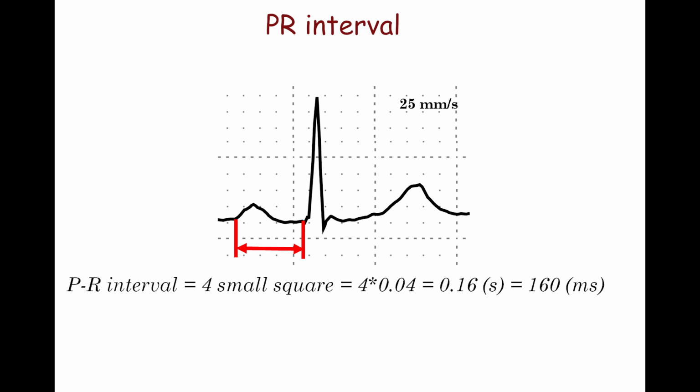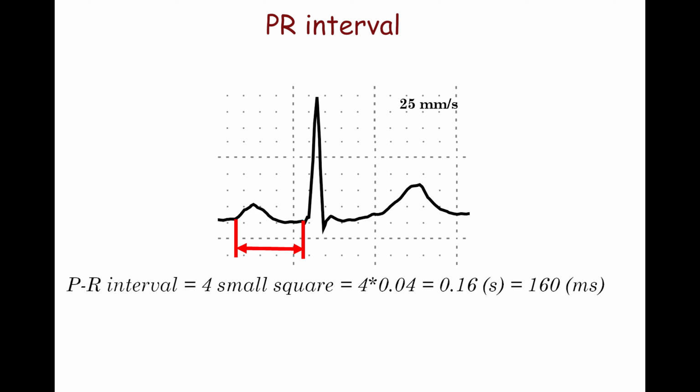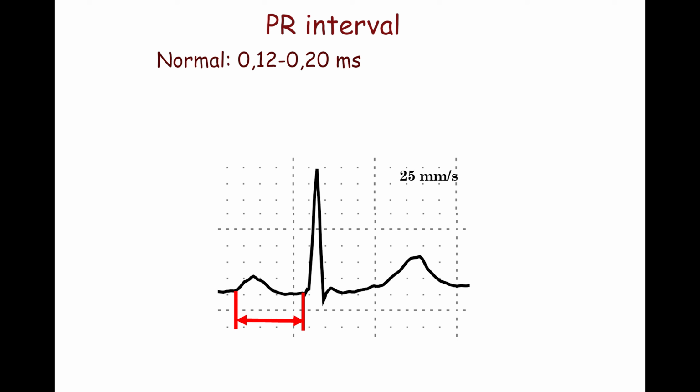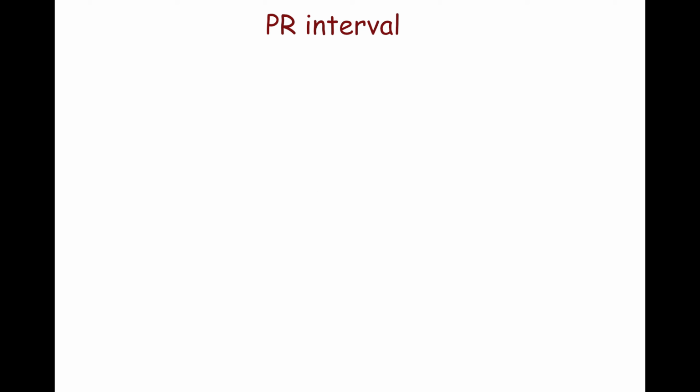The PR interval reflects the atrioventricular conduction. It's measured from the beginning of the P-wave to the first deflection of the QRS complex, Q-wave or R-wave. The duration of the PR interval is measured similarly to the RR interval. The normal PR interval ranges from 0.12 to 0.2 seconds. If the PR interval is prolonged and constant, first-degree atrioventricular block is diagnosed. If the PR interval is longer than 0.3 seconds, atrioventricular block of the first degree is diagnosed.